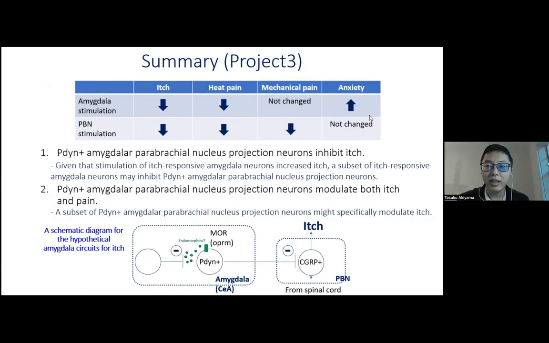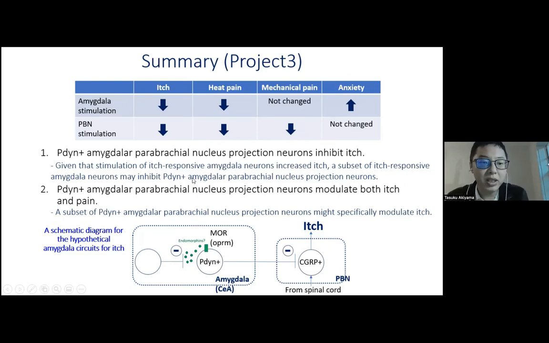So here's the summary. By activating the PD-1 positive amygdala neurons, we can inhibit itch and heat pain. In the case of mechanical pain, it wasn't a big difference, and it caused anxiety a little bit. And then by activating the PBN terminals, we see a similar result. Itch can be inhibited by the stimulation. Heat pain is also inhibited. Mechanical pain is inhibited in this case, and anxiety didn't change.